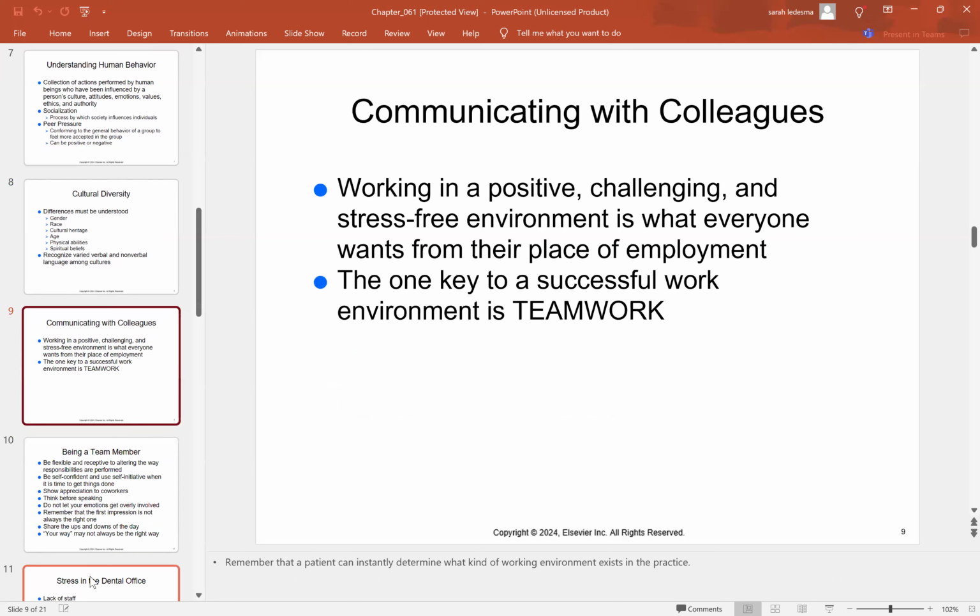Communicating with colleagues. Working in a positive, challenging, and stress-free environment is what everyone wants from their place of employment. The one key to a successful work environment is teamwork.